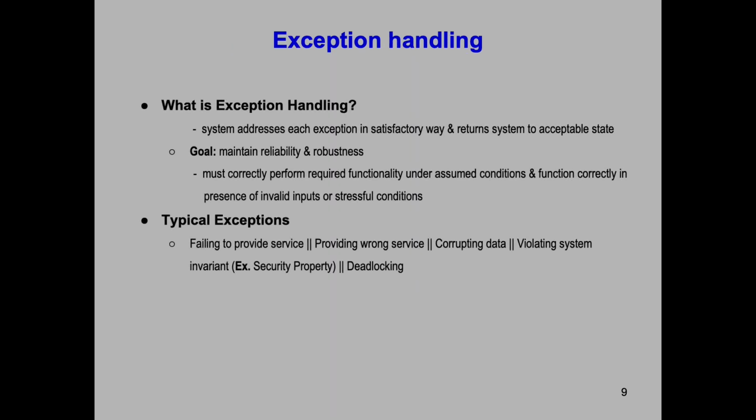Now we're going to talk about exception handling. Exceptions are undesirable outcomes of programming that need to be addressed when we run into issues and recovered from. So what is exception handling? This is where a system addresses each exception in a satisfactory way and returns the system to an acceptable state. The goal is to maintain reliability and robustness. In order to maintain this, we must correctly perform required functionality under the assumed conditions and function correctly in the presence of invalid input or stressful conditions. Some of the typical exceptions that we run into are failing to provide some service, providing the wrong service, corrupting data, violating system invariants such as security protocol, or deadlocking.